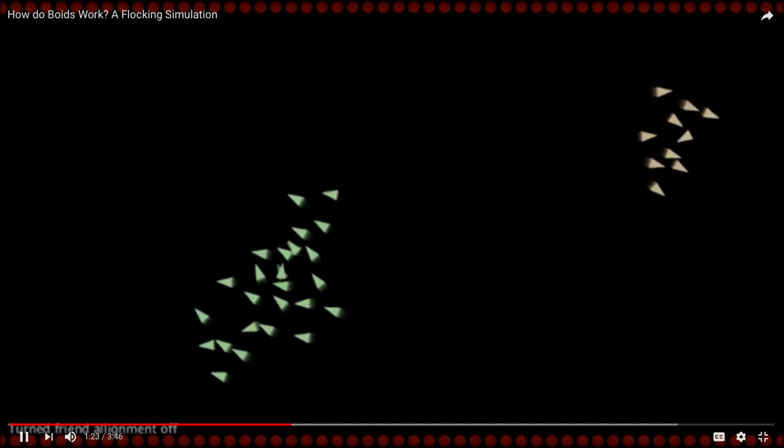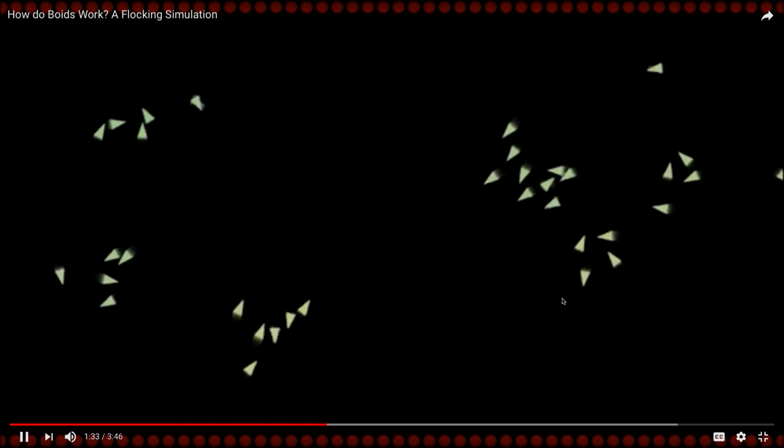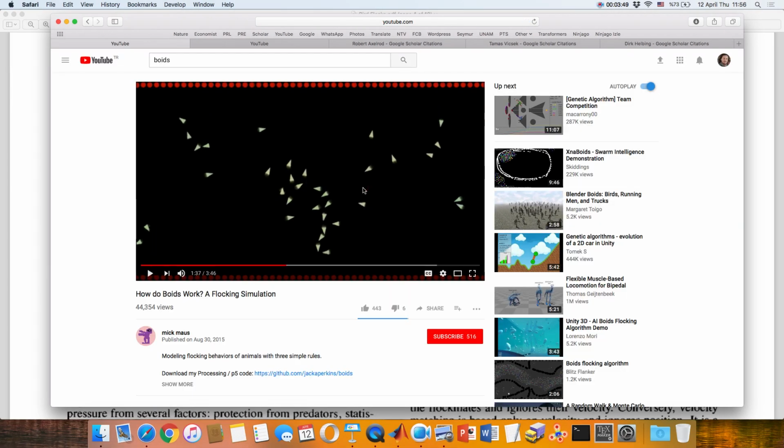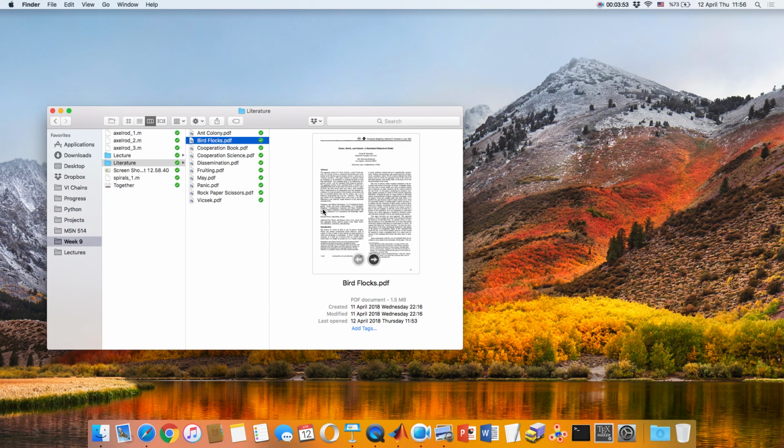Then this person actually tries switching off some interactions. For example, if you switch off the velocity matching, then they lose their direction, etc. Do you have any questions? So I will show you different models. What else?